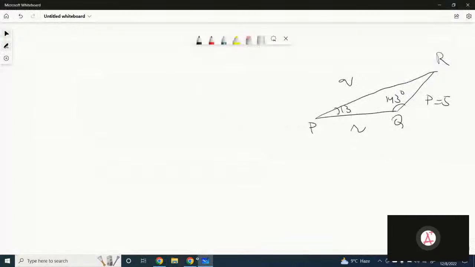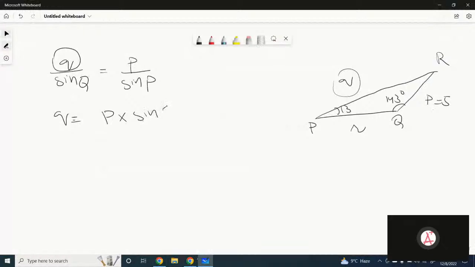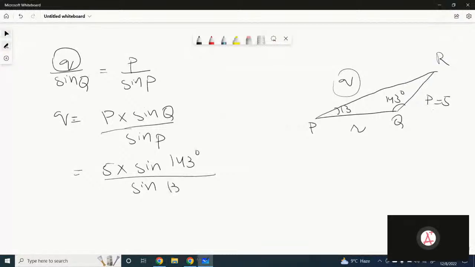So you can use, because we have to find the value of q, q divided by sine Q, and because you are given side p and angle P, you can use p divided by sine P. Got it? We have to find the value of q, so it would be p times sine of angle Q divided by sine of angle P. Just put all the values: side p is 5, angle Q is 143, divided by sine of angle P, which is 13 degrees. Just calculate all the values.